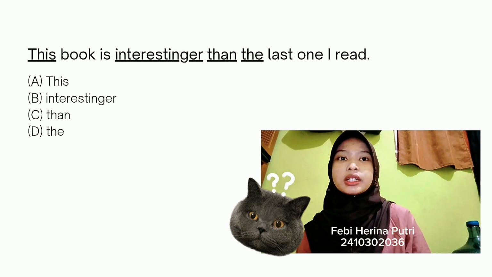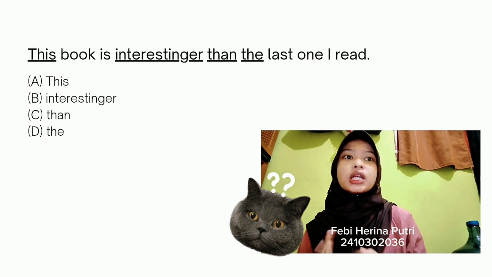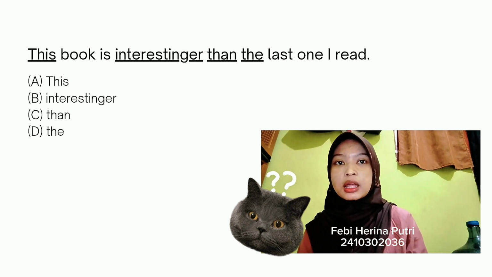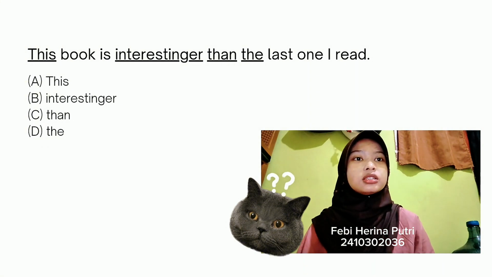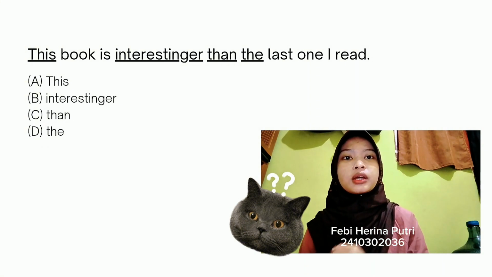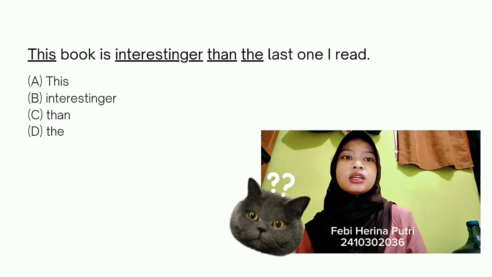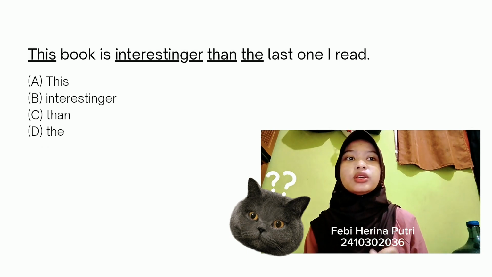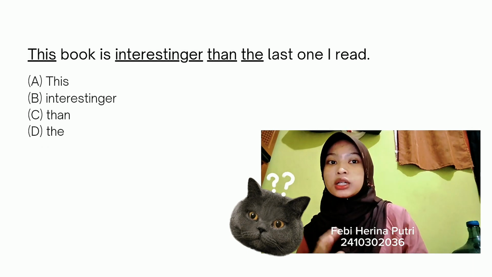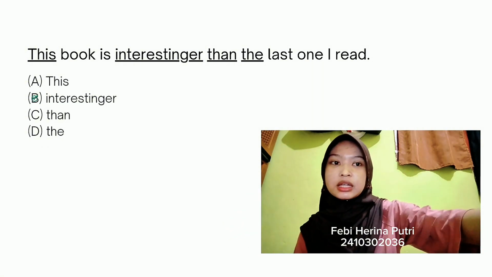After finding the signal word, you have to recall the grammar rules. For long adjectives, we usually use more for the comparative and most for the superlative, and for short adjectives, we use er for the comparative and est for the superlative. The adjective in this sentence is interesting, which has more than one syllable, so we use more instead of er. So the error word in this sentence is interestinger, because the right form is more interesting. So the answer is B, interestinger.